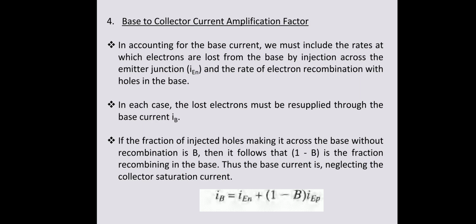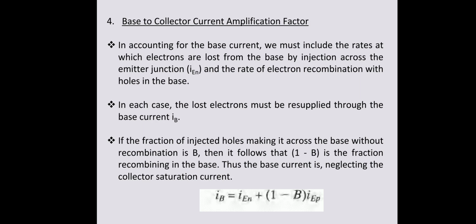So if the fraction of the injected holes making it across the base without recombination is B, then it follows that 1 minus B is the fraction recombining in the base. So we already said that B represents the number of holes that reached the collector without recombination. So what is remaining? 1 minus B is remaining. That represents the holes that are lost due to recombination. So that will be lost at the base side. So the remaining reach the collector side.